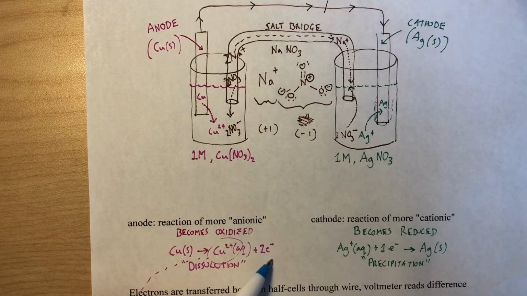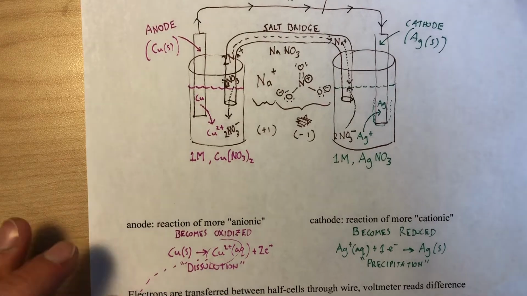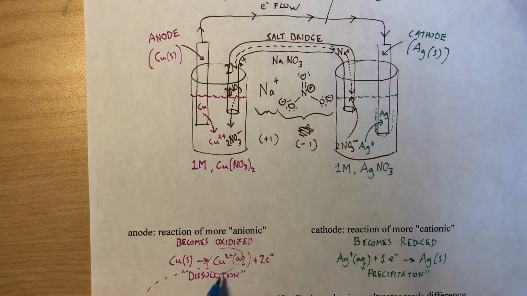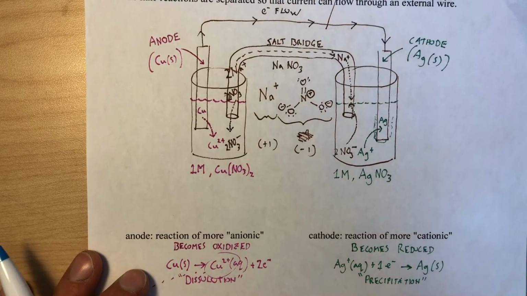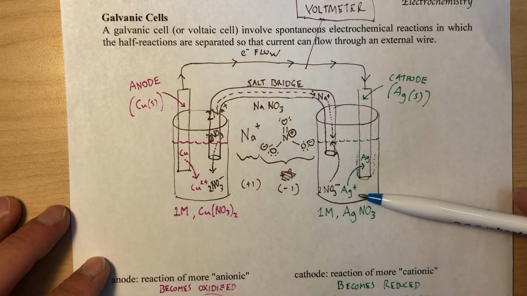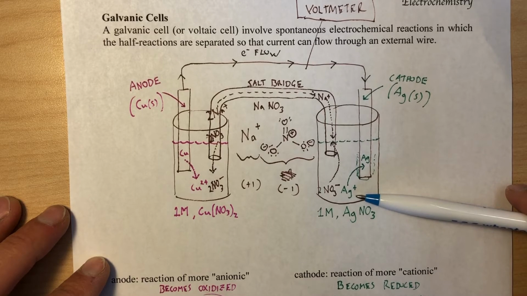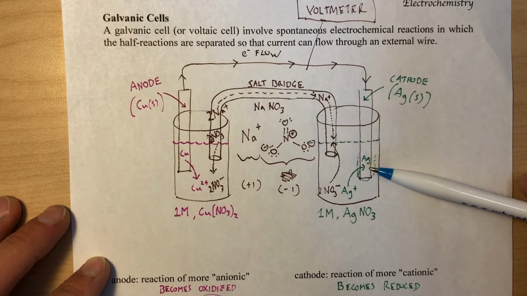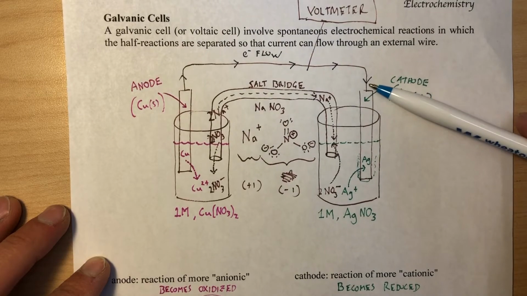So here we have 2 electrons as a product, and this is a dissolution reaction because we have something that's a solid forming something that's aqueous in solution. So this is a redox reaction that is also a dissolution reaction. On the other side of our galvanic cell, we have a redox reaction where we have silver ions in solution precipitating and getting reduced to form silver, which is our cathode.